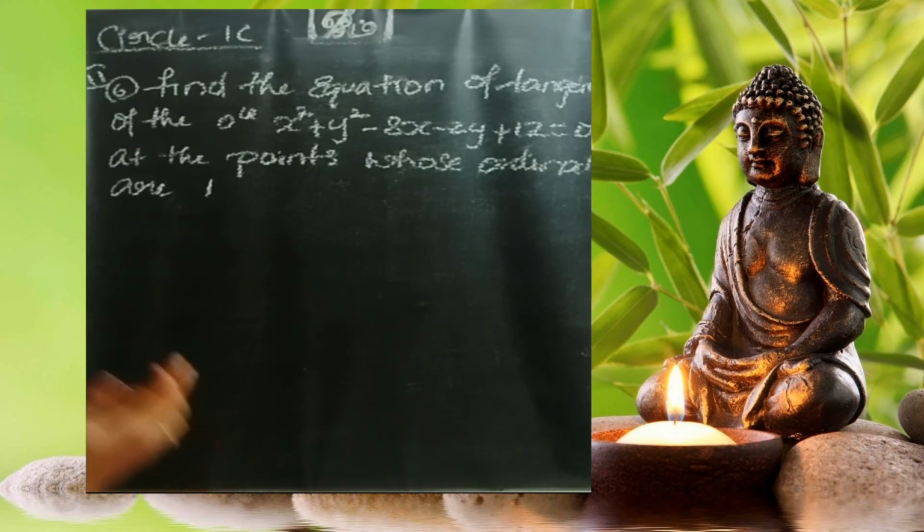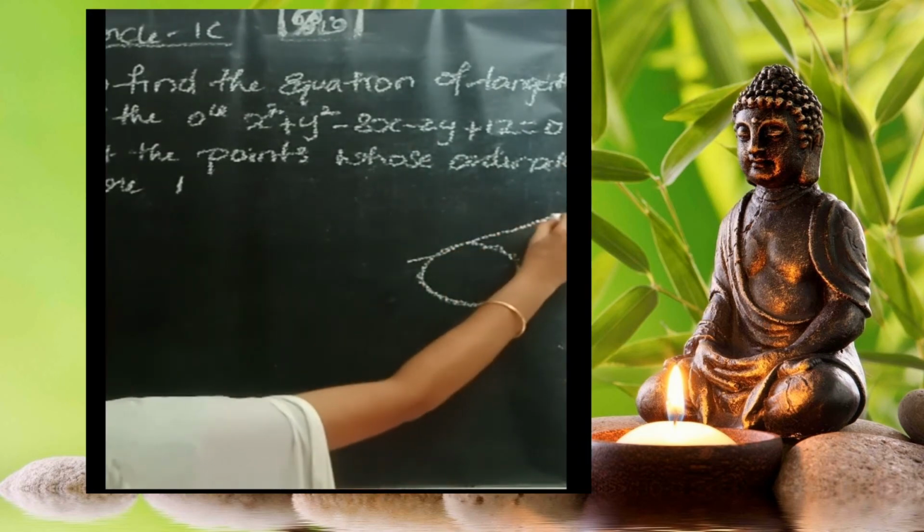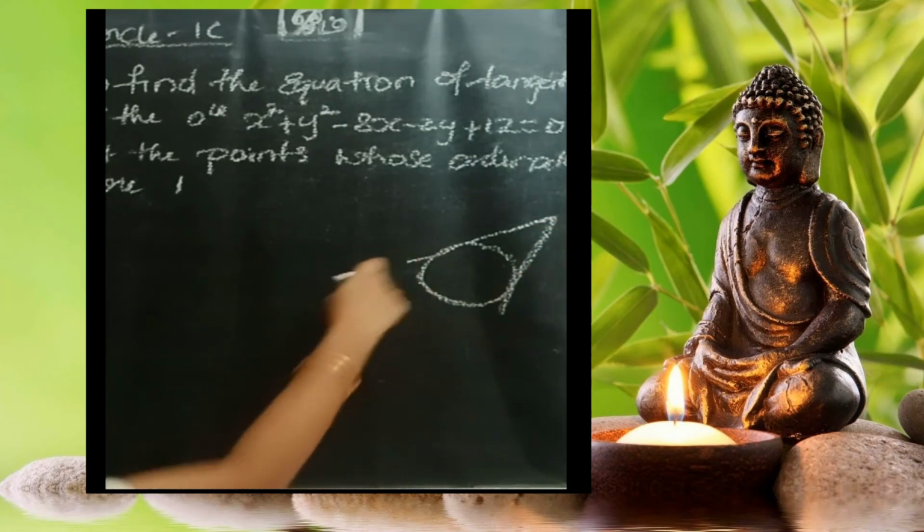In the previous section we discussed the 5 problems of the second exercise. Now we will discuss the 6th problem. So what have they given? Find the equation of tangent of a circle. That means to find out two tangents of a circle.